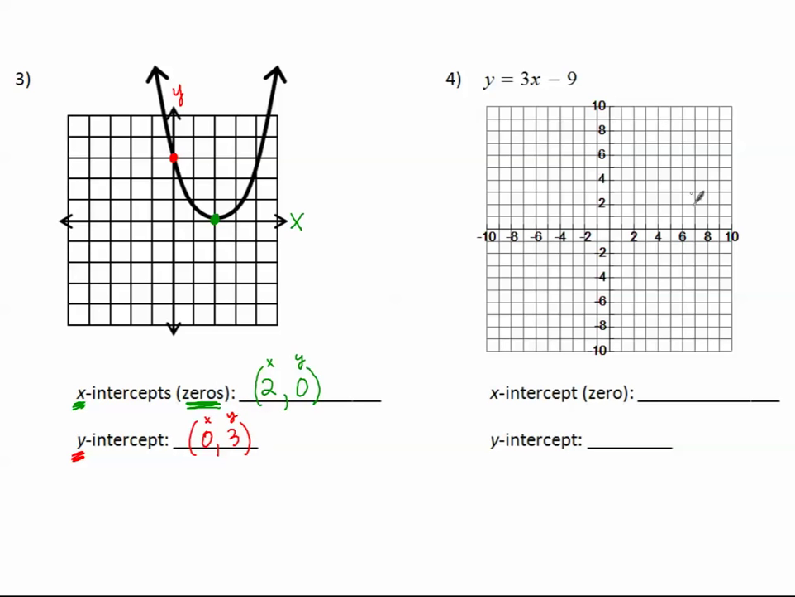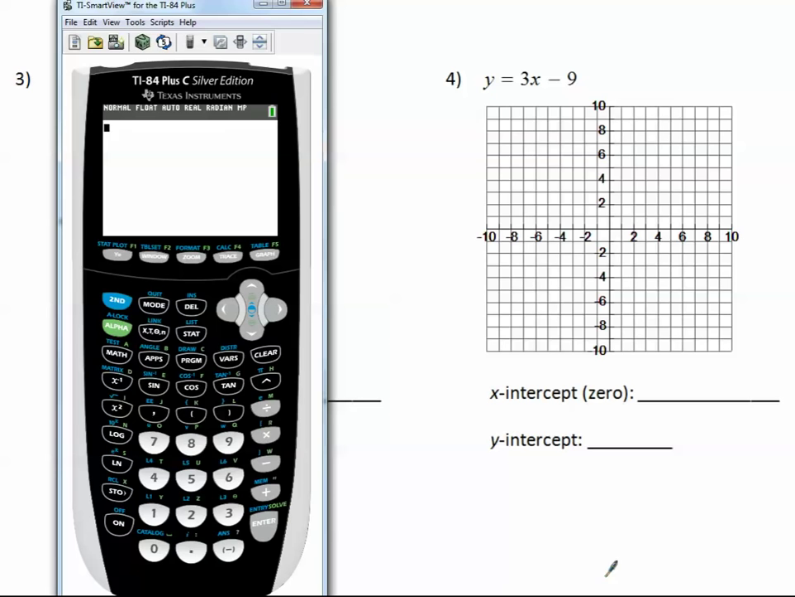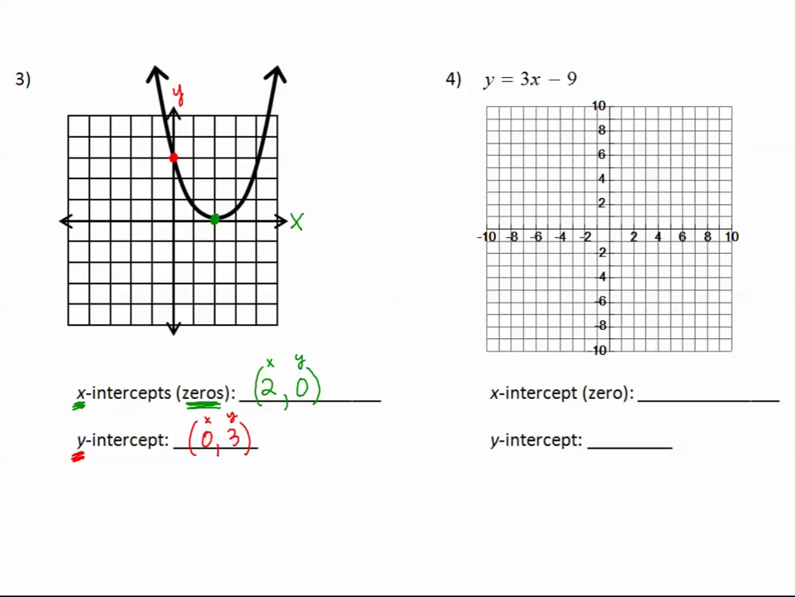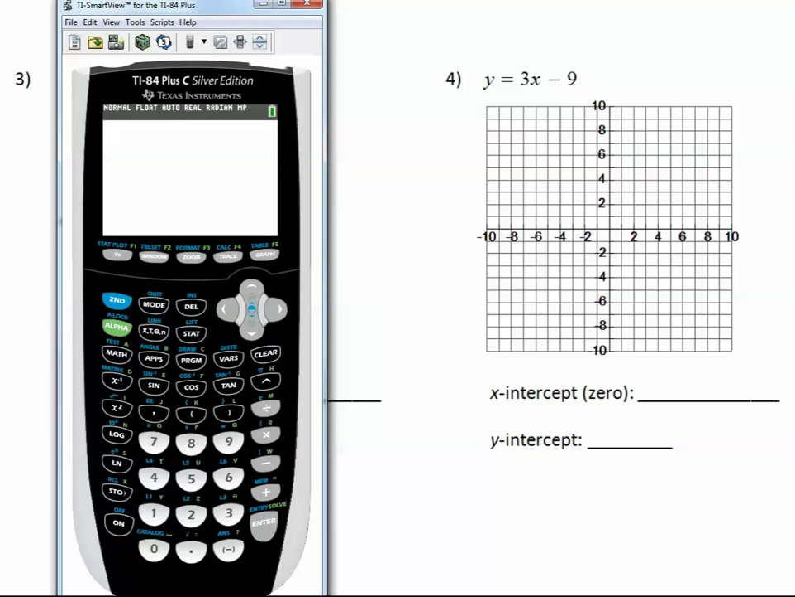Let's take a look at this one. It hasn't been graphed yet. We can use our calculator to graph some functions. Let's practice doing that here in y equals 3x minus 9. I'm going to go to my graphing calculator and type y equals 3x minus 9. Then I'm going to go to the table of values. So second graph to go to my table of values. See how the x's start at 0? I can go up to get some more values, some negative values.